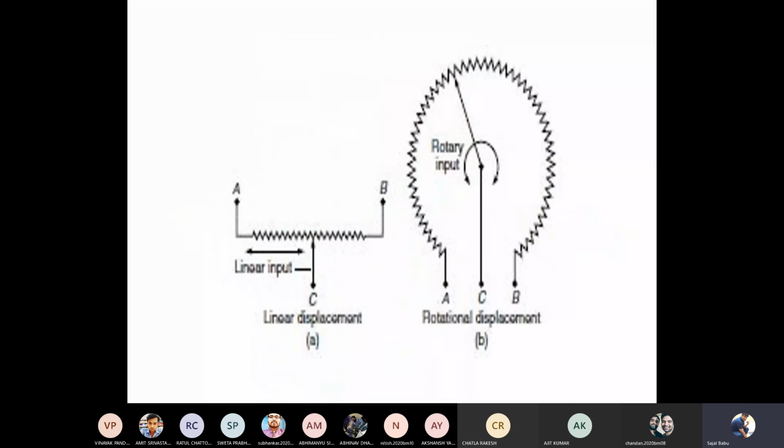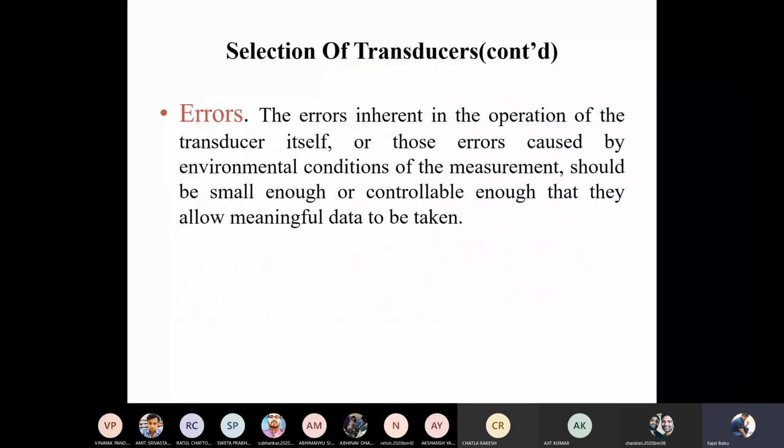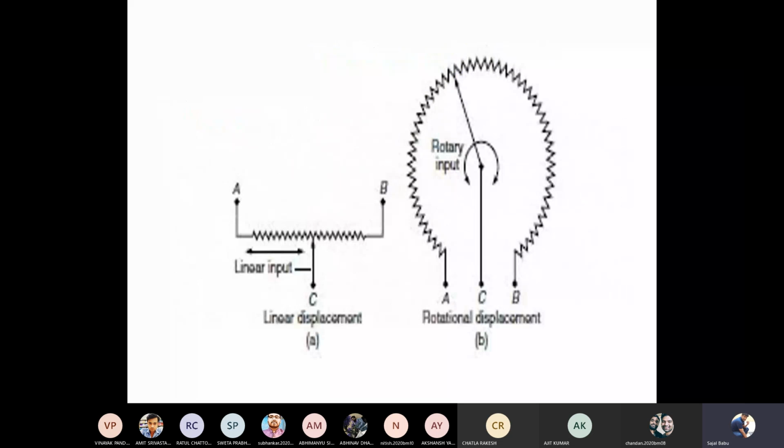We had discussed these parts, selection of transducers, and then the errors, and then I had explained to you the potentiometer, the resistor type, and along with that I had explained the inductor and capacitor, I think, right? You have explained this in the last class, right?